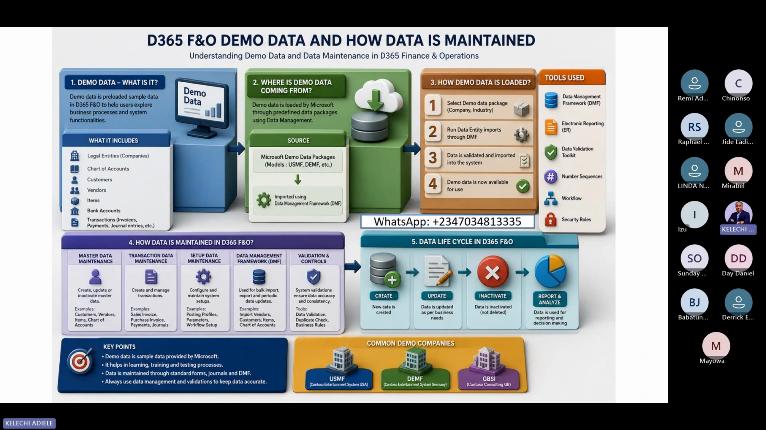How is data loaded? Because we're using demo data, we just need to understand this, but we won't be going deep into this at this point. But you can see that all the data, master data, transaction data, setup data, the data migration framework, validation and controls, that's how data is maintained, and it flows back into what we call the data lifecycle in Dynamics. So you can create data, you can update data, you can make data inactive, and you can report. That's basically the end-to-end flow of how data moves within Dynamics.